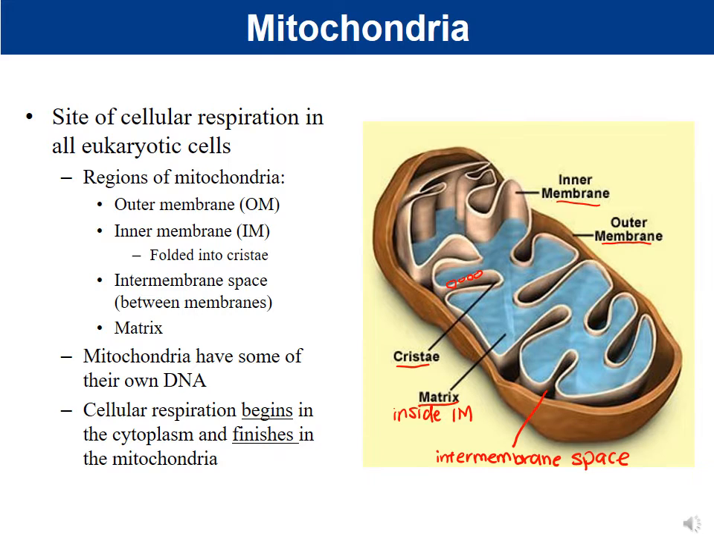So in prokaryotic cells, all of the early steps, so glycolysis, the Krebs cycle, are going to happen in the cytoplasm, and then the electron transport chain needs to happen across a membrane. In prokaryotic cells, what membrane will they use? And again, we talked about this. They will use their cell membrane because that is their membrane that they can use.